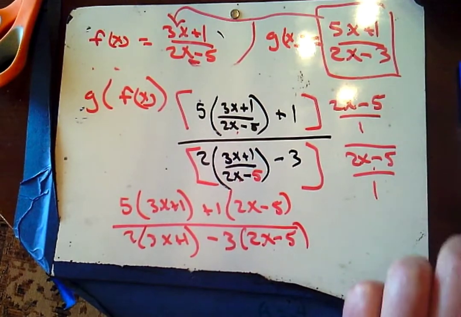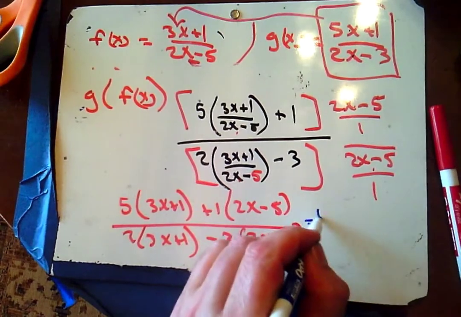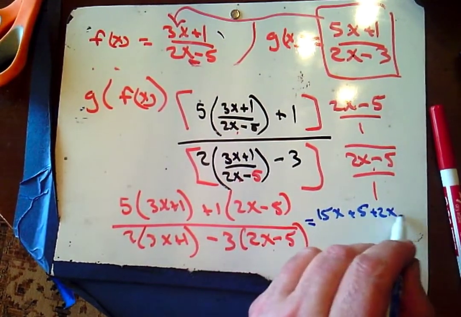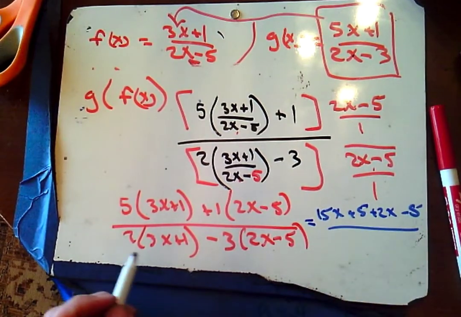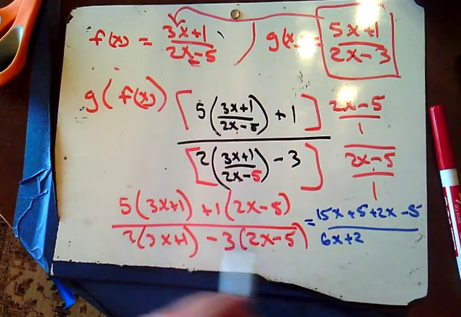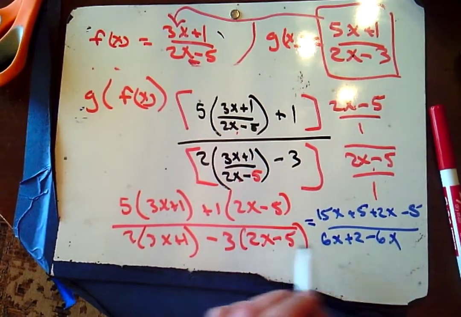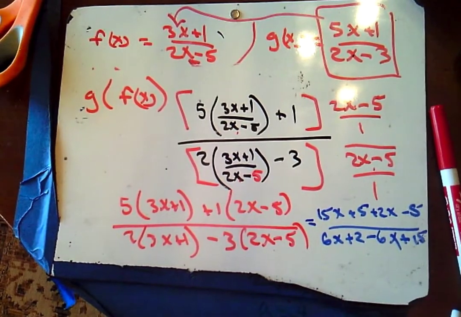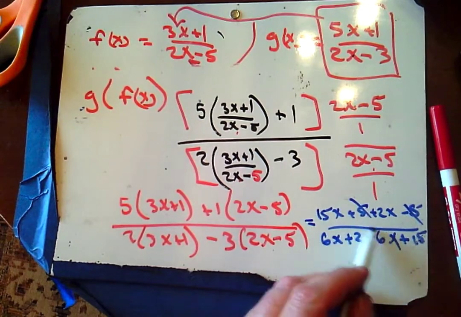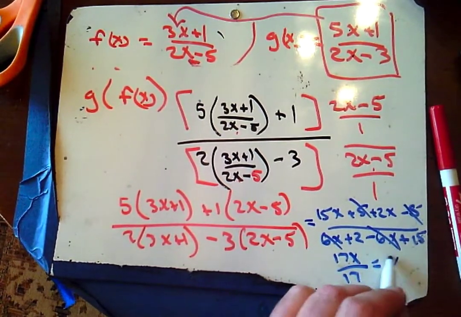Okay, so I need to distribute and combine my terms. 15x plus 5. Here I have 2x minus 5. And on the bottom, I've got 6x plus 2 minus 3, 6x minus a minus is plus 15. Okay, and is there any tidying up I can do? Well, those cancel, and those cancel, and I have 17x over 17 or x.